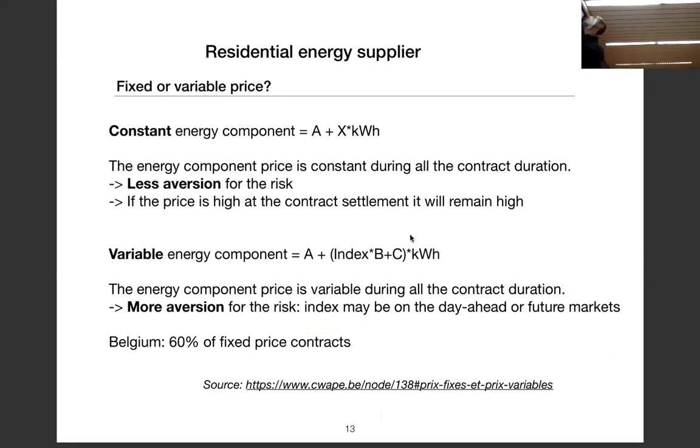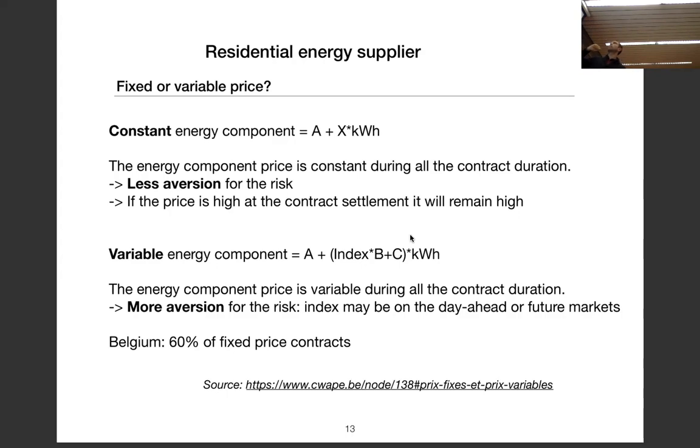When you have a constant energy component, it means that you most of the time pay an annual fee, which is called abonnement in French. Whatever you consume, you pay an annual fee. And then you have a fixed price for each kilowatt hour that you consume. And so this is a fixed contract. The price is fixed for an entire year, so it means that A and X do not change for one year.